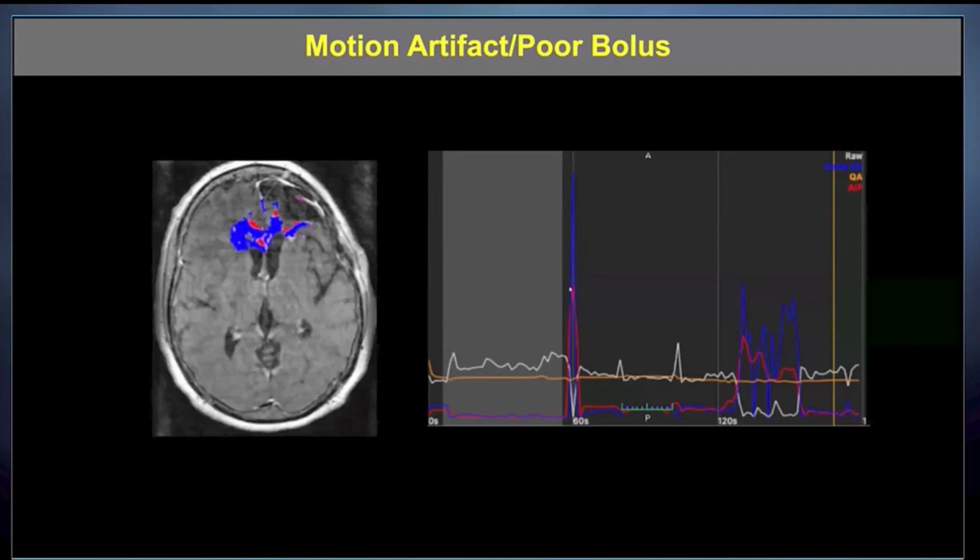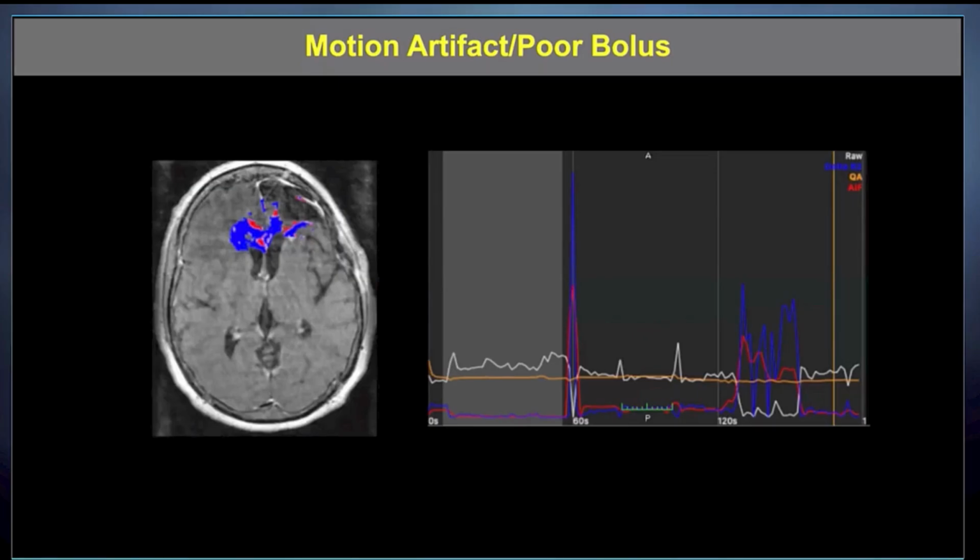And you can see that while an injection was given around the 60-second time mark, throughout the post-bolus time there were a lot of jaggedy spikes here that can be really concerning and can lead you to suggest that there was either a problem with the bolus or probably motion artifact. And so even though you are able to get these maps, you have to really question whether or not you can rely on those images or not.